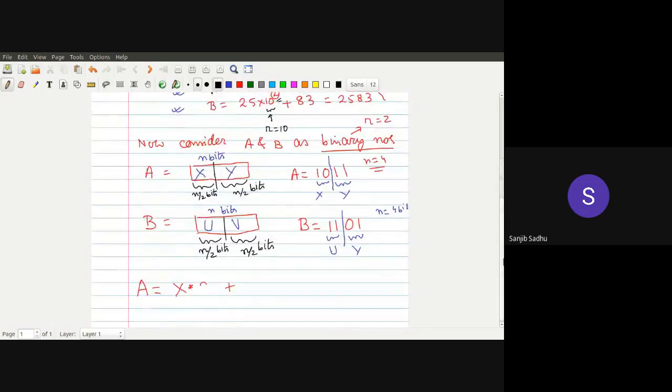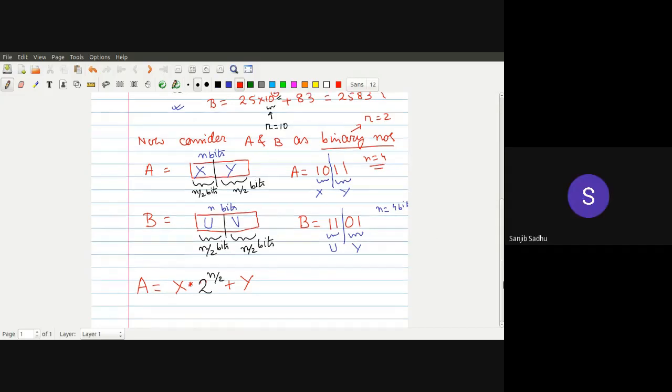So here we can write A is equal to X into 2 to the power n by 2 plus Y. Nothing, sir, 2 to the 0 basically, that's what I was saying. A is this, clear, and B will be how much? B will be U into 2 to the power n by 2 plus V. This is B. This is not Y, this is V.